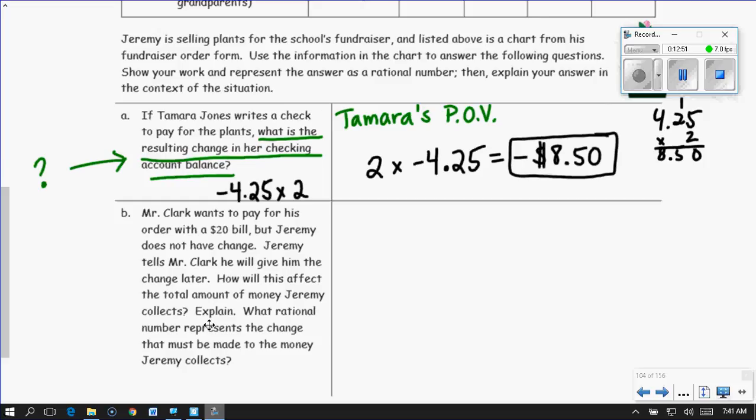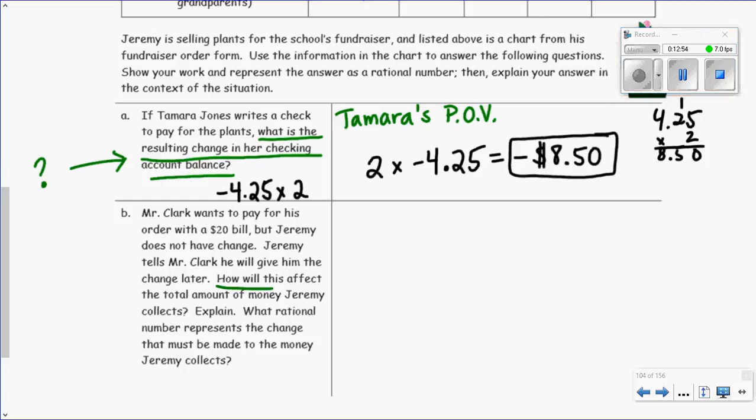How will this affect the total amount of money Jeremy collects? And you need to explain. What rational number represents the change that must be made to the money Jeremy collects? So there's kind of two questions here. First, we're going to have to figure out how much he needs to pay, and then how much Jeremy will owe him.